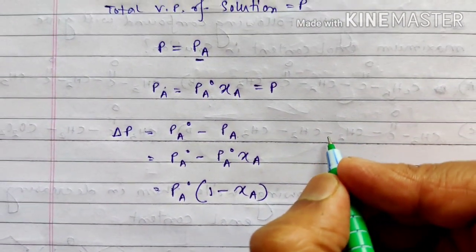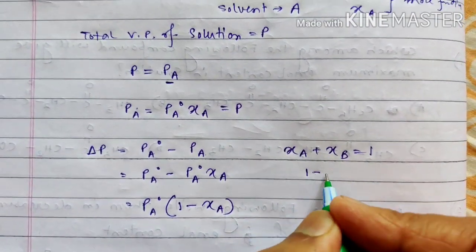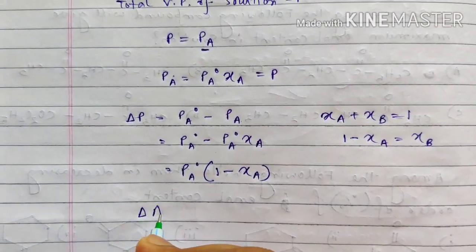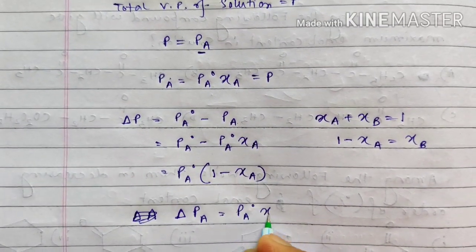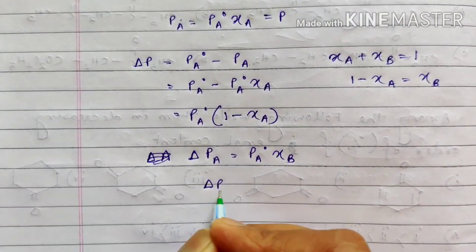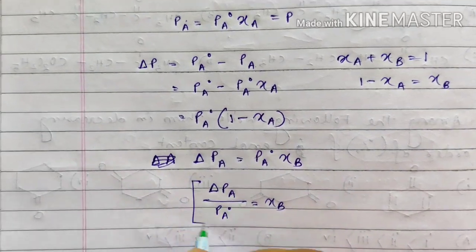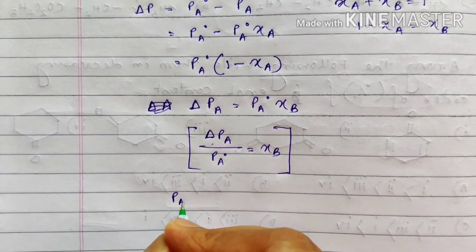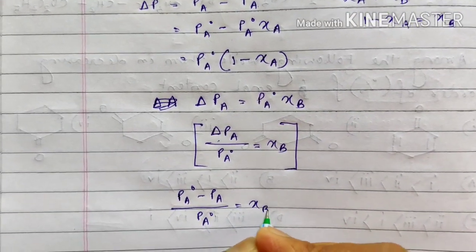If it is a binary solution, we should be able to write XA plus XB is equal to 1. So 1 minus XA is nothing but XB. So here we should be able to write that delta P is equal to PA naught into XB. So delta P divided by PA naught should be equal to XB. In other words, what is delta P? It is nothing but the difference, PA naught minus P, divided by PA naught, is equal to XB.